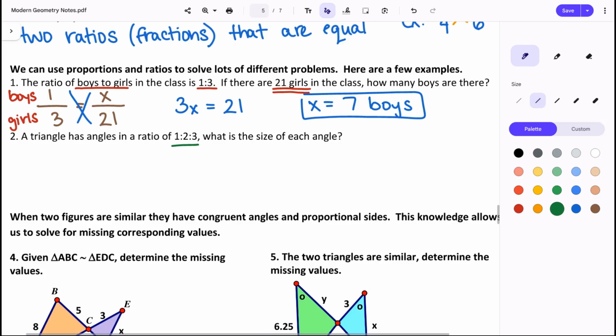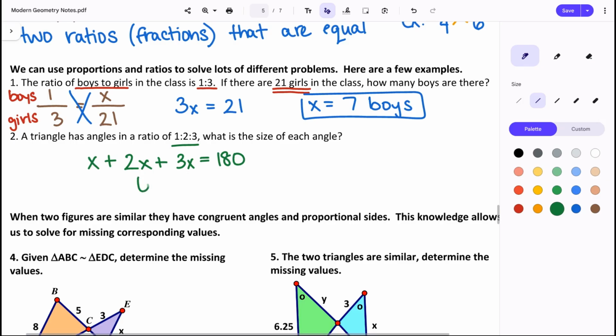So I'm going to write 1x or just x. I don't have to put a 1 in front of an x. Then it's going to be 2x and then 3x. But then we just reminded ourselves that they should add up to 180. So I'm going to put plus signs in between them, and I'm going to say equals 180 because that's what the angle should do. How many x's total do I have here?